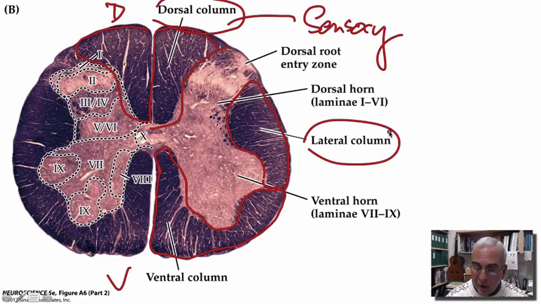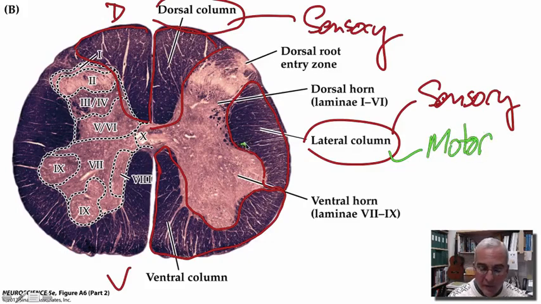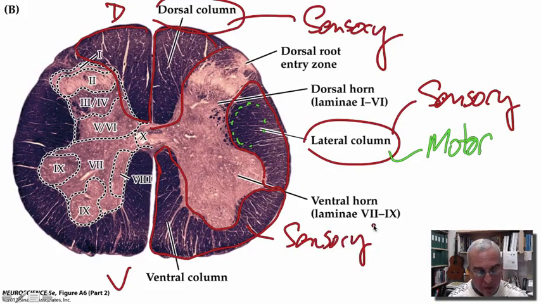In the lateral column, we have a mixture of sensory axons and one very large and very important motor pathway that occupies actually most of this lateral column, and that's the lateral corticospinal tract. We'll spend a fair amount of time on the organization of that one pathway. Now, likewise, on the ventral or the anterior column, we have a mixture of both sensory and motor pathways.